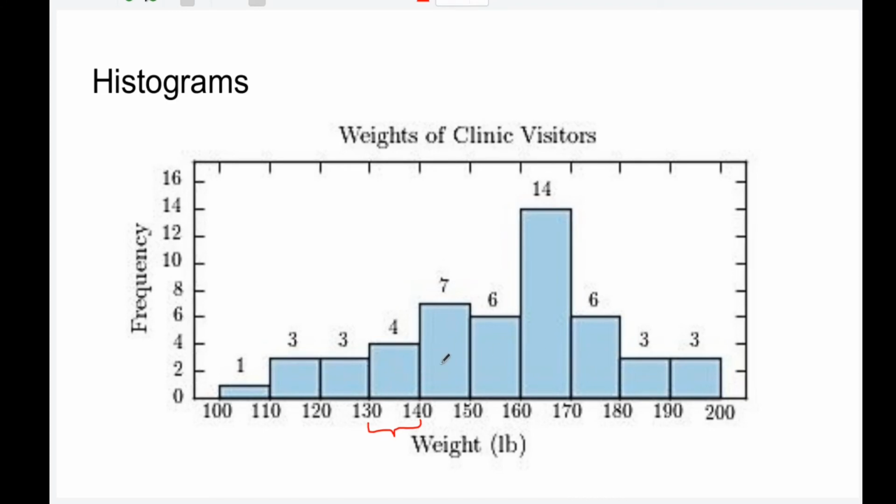and every individual is in a bin. So we typically rank from greater than 130 to less than or equal to 140. So 140 would go in the left bin.